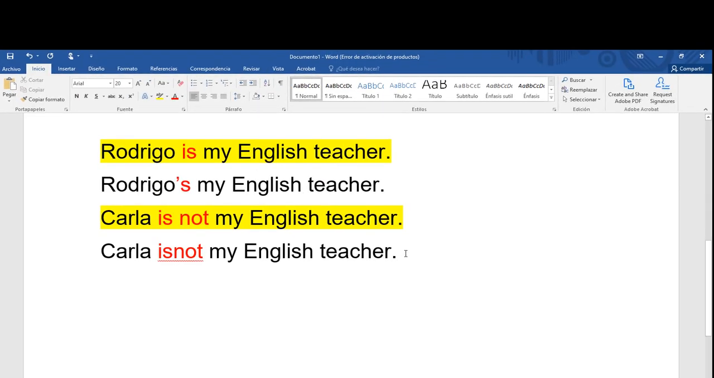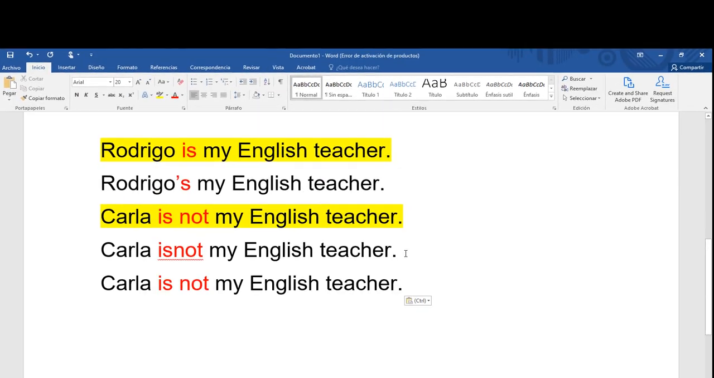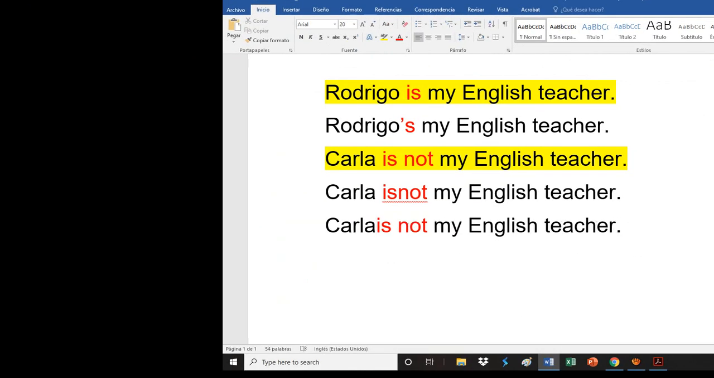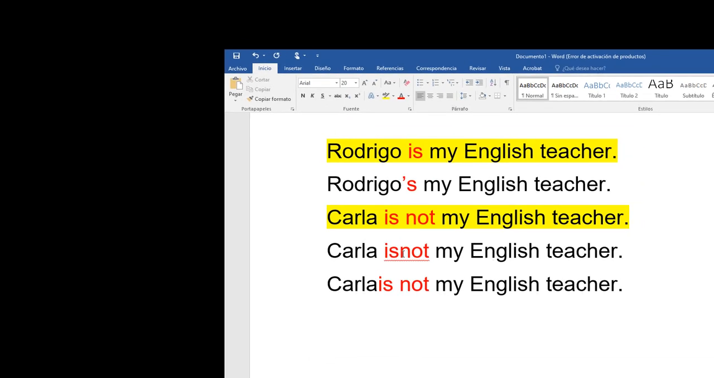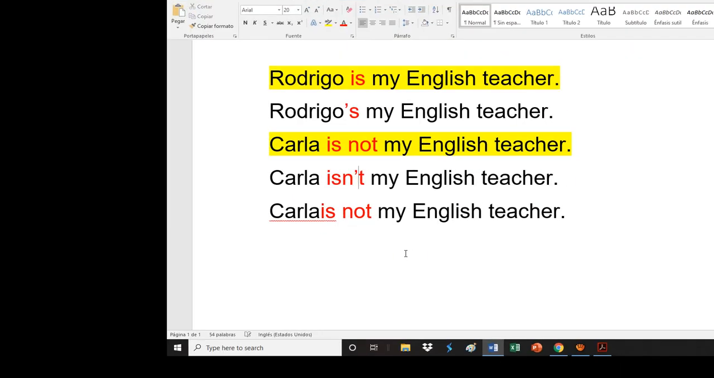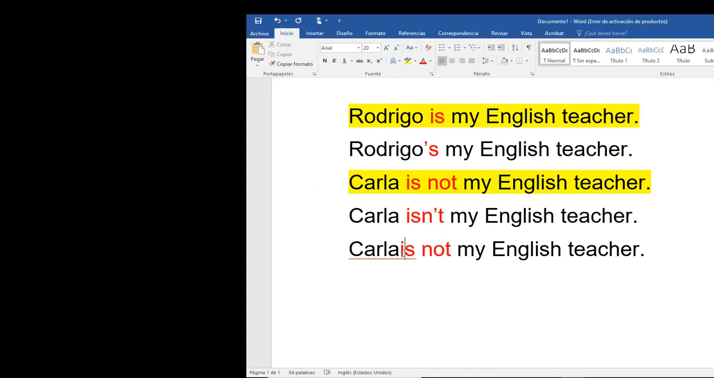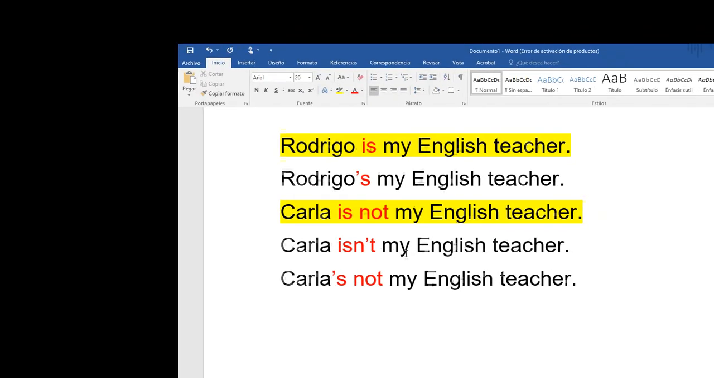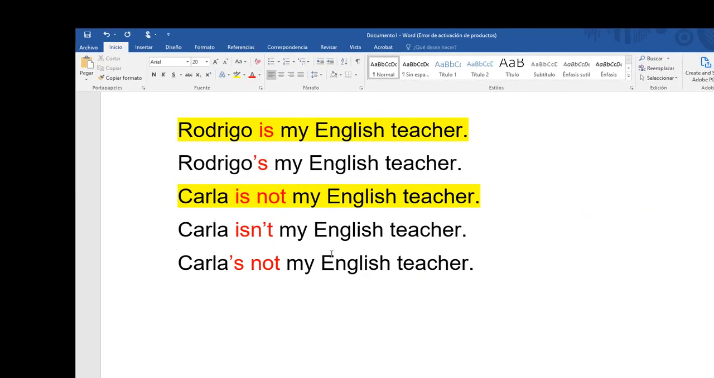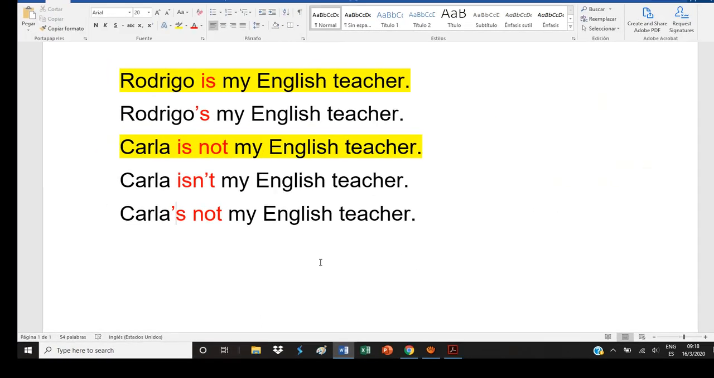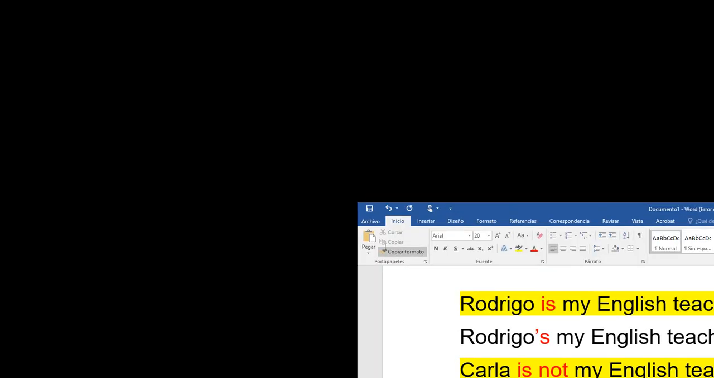And we can have another option even. Yes, we can connect these words together. But here, we're going to get rid of the word "is", and you have "isn't". And then here you put an apostrophe instead of the I, and there you go. Carla isn't my English teacher, or Carla's not my English teacher. Both ways are correct. Yes?